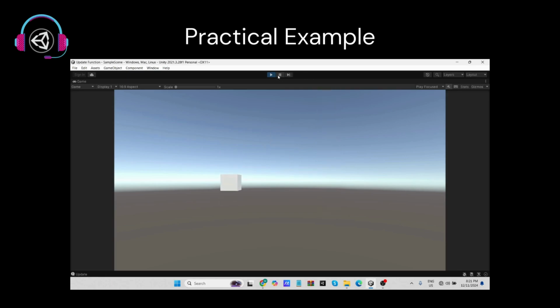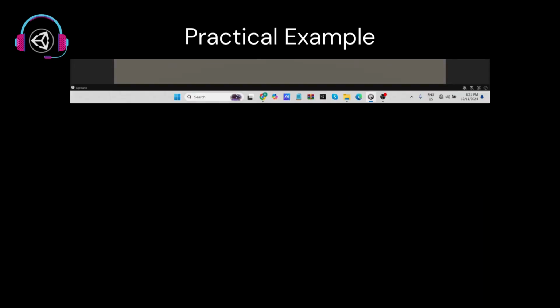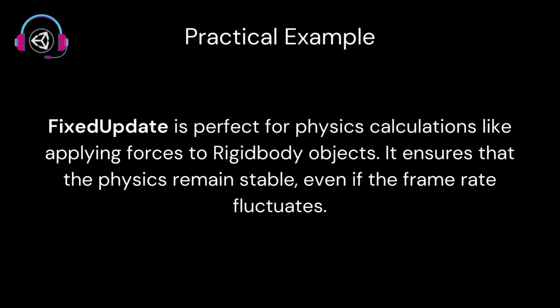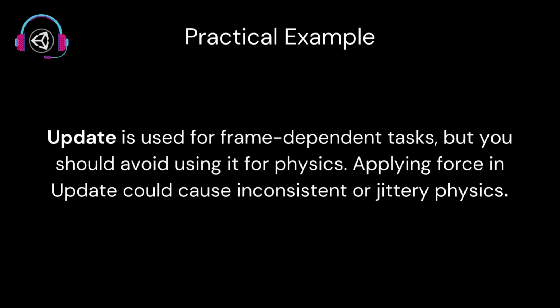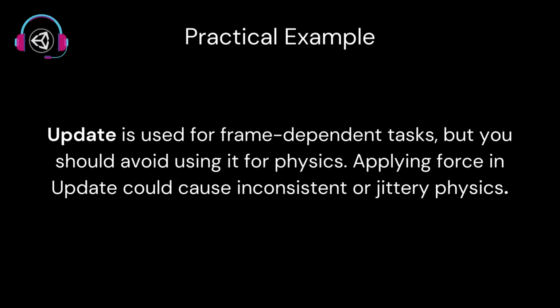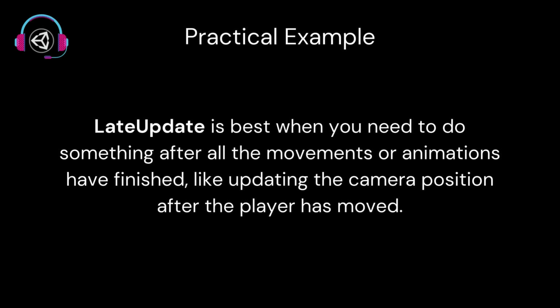So, what's the takeaway from this? Fixed update is perfect for physics calculations like applying forces to rigid body objects. It ensures that the physics remains stable, even if the frame rate fluctuates. Update is used for frame-dependent tasks, but you should avoid using it for physics. Applying force in update could cause inconsistent or jittery physics. LateUpdate is best when you need to do something after all the movements or animations have finished, like updating the camera position after the player has moved.